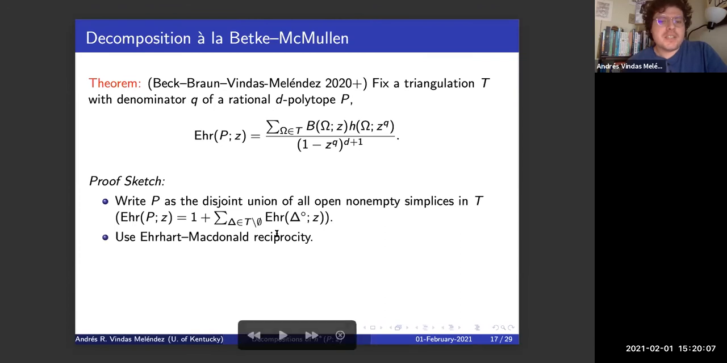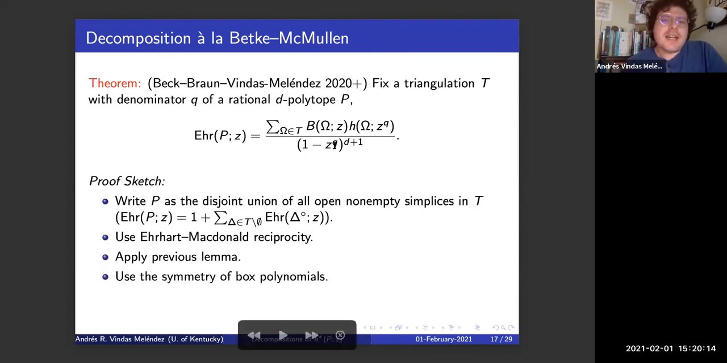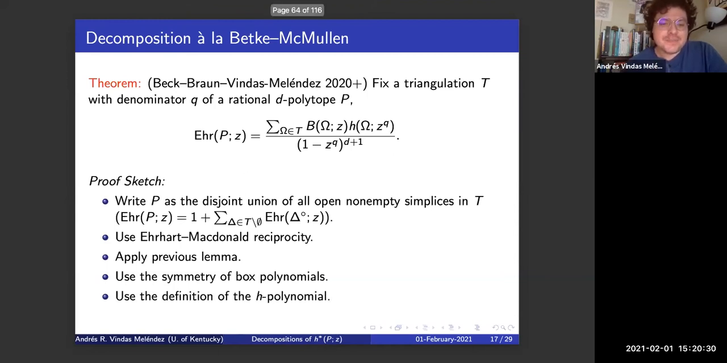Then I use Ehrhart-Macdonald reciprocity and I apply the previous lemma for each simplex. Okay. One thing that I left out, but I'll mention now, is that there's a symmetry of box polynomials, and it's not that difficult to see because, well, for one, they all have coefficient 1 because it's just z to the last coordinate of the integral points. Yeah? Then I just apply the definition of the H polynomial, and I get that the result follows. So this is a proof sketch. Nothing crazy went into the theorem here.